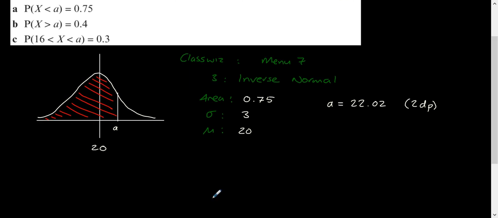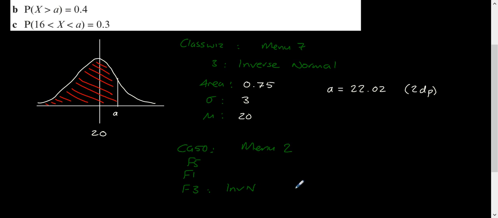So for those using CG50, what we're going to do there is, and I'll just get this all set up, we're going to go menu 2 and F5 distribution. We're going to go F1 for normal, and we're going to go this time F3, which is labeled like this, inv n, inverse normal.